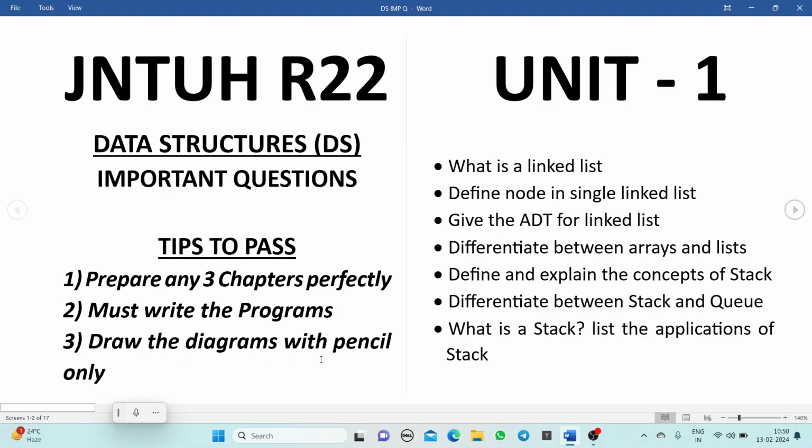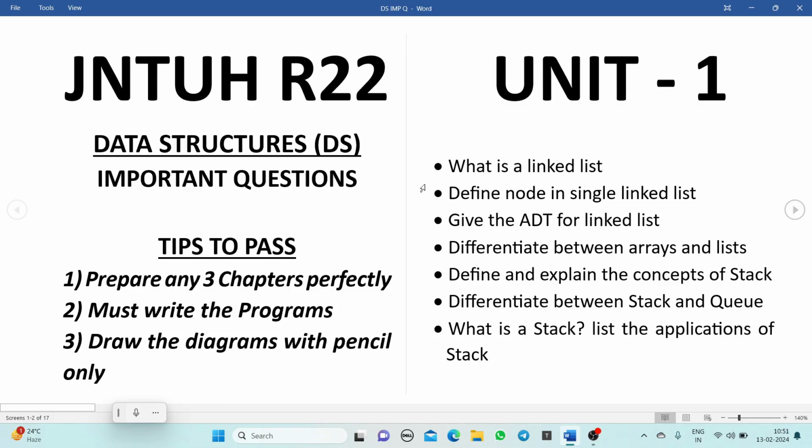And draw the diagrams with pencil only. Don't draw the diagrams with pen, because the evaluator does not feel comfortable when you draw with pen. So draw with pencil to score good marks. So first, let's enter into the important questions.